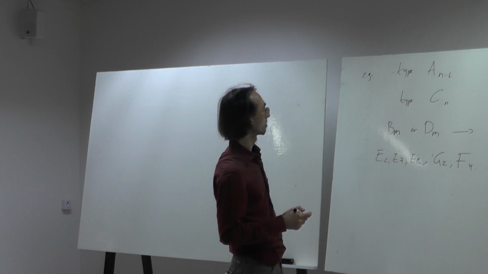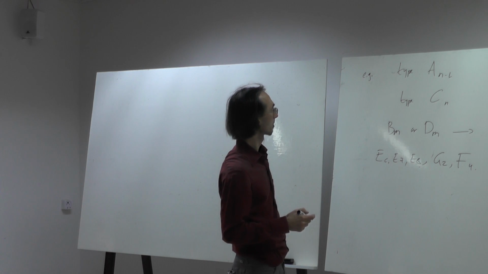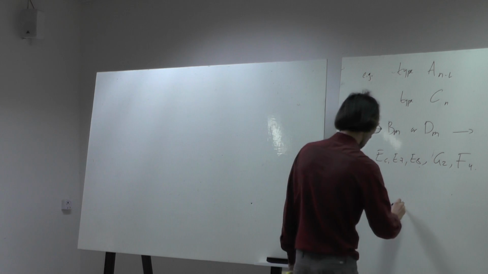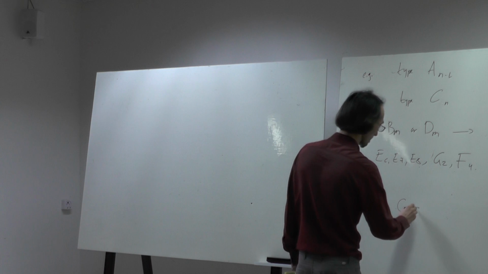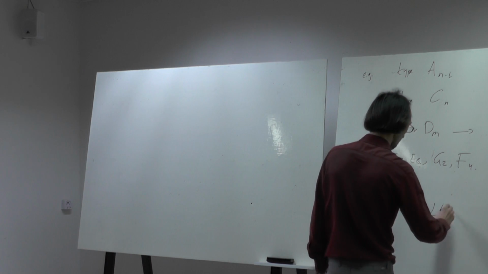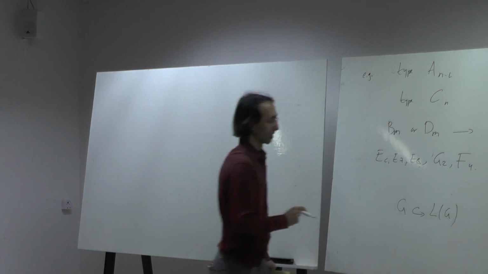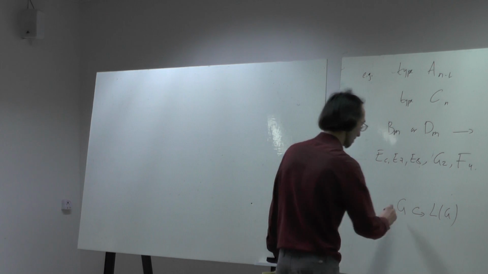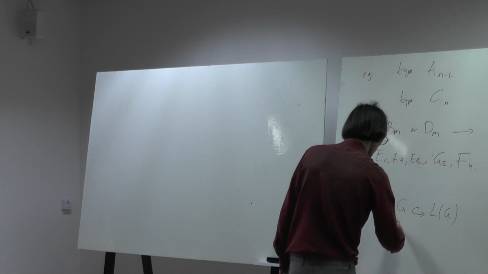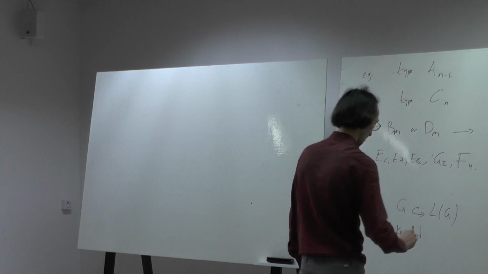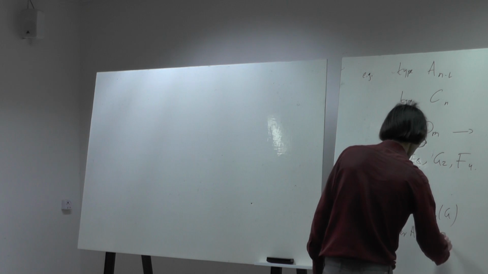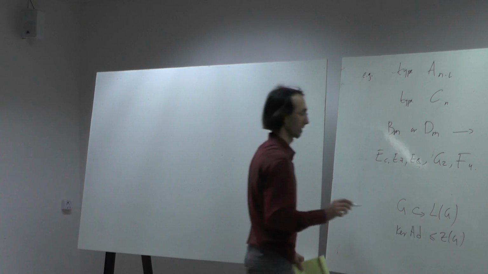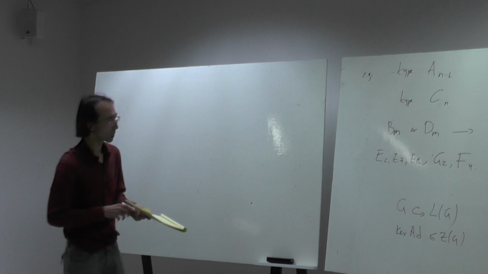Certainly your simple group G acts on its Lie algebra, and then the kernel is actually in the center, right? So the kernel is the center of G.